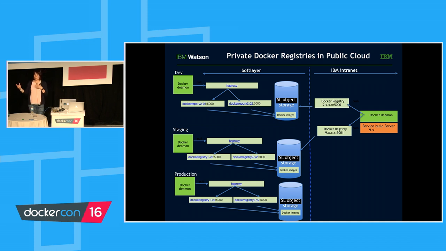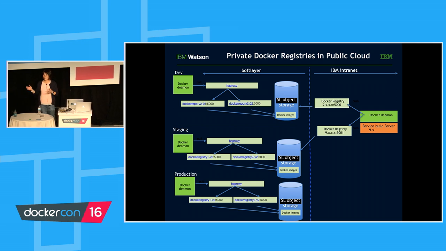So we have multiple environments: the dev environment, and we have staging and production. For each environment, we run two Docker registries, and we use HAProxy to do load balancing across the two Docker registries for each environment. And then we use SoftLayer Object Storage to store all the Docker images. Just for development convenience, we also have Docker registries running inside IBM Internet. It's easy, and they point to the same object storage, so we can push an image from IBM Internet and use the Docker image inside SoftLayer.